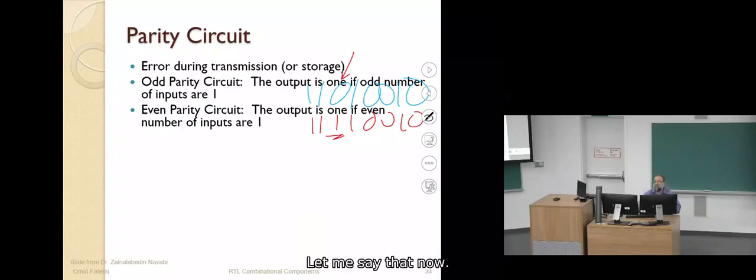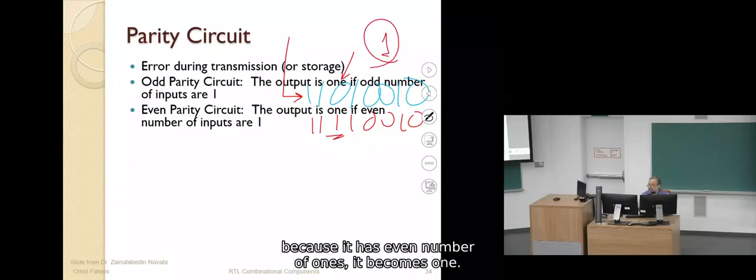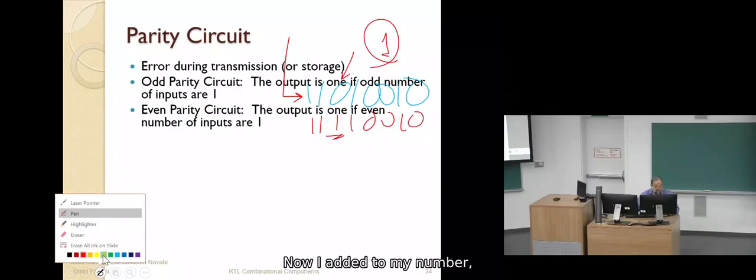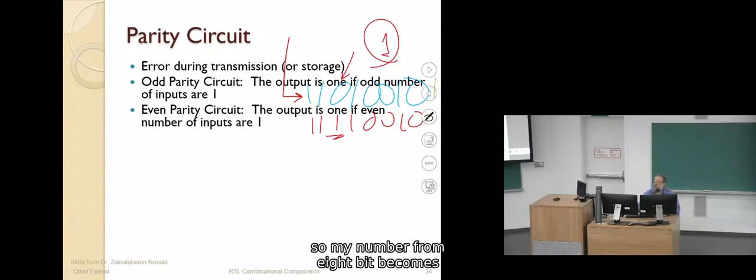So what does it mean? Let me say that now I am using an even parity mechanism. In the even parity mechanism, my input is this: 11010010. How many ones are there? 1, 2, 3, 4. So it is an even number of ones. So my even parity will become one because it has an even number of ones. Now I add this bit, which is one, to my number. So my number goes from 8 bits to 9 bits, and I've added 1 to it. So this is my number, and then I transmit it. And let's say in the transmission, there is one error as I put before. So there is one error here.